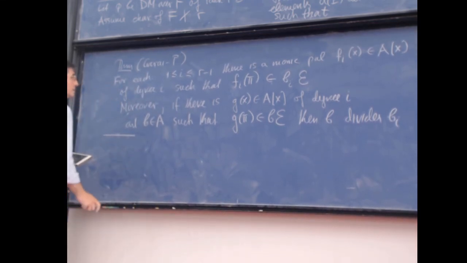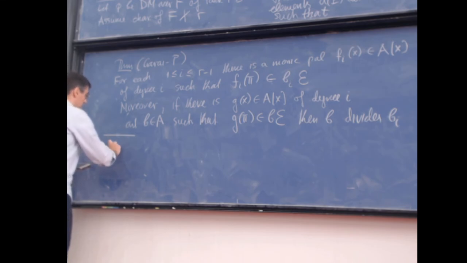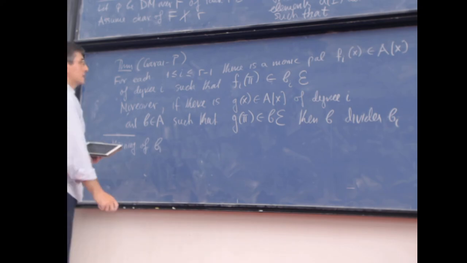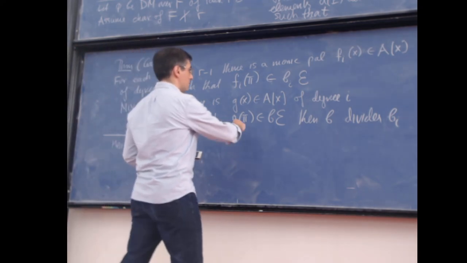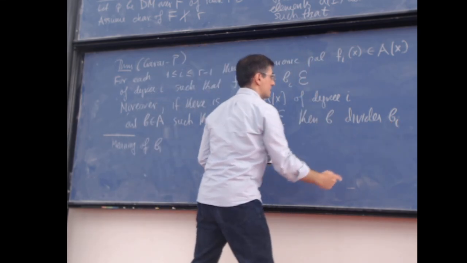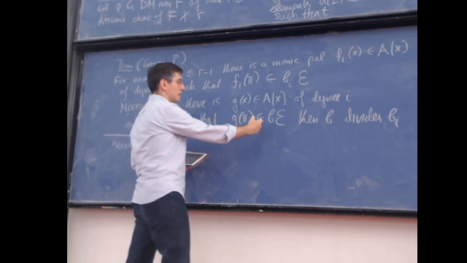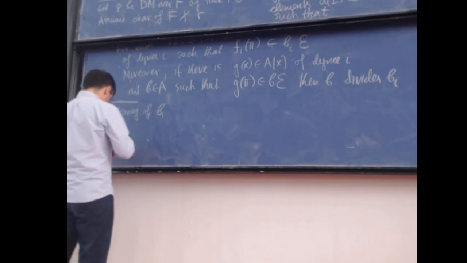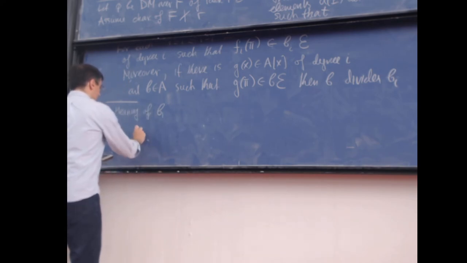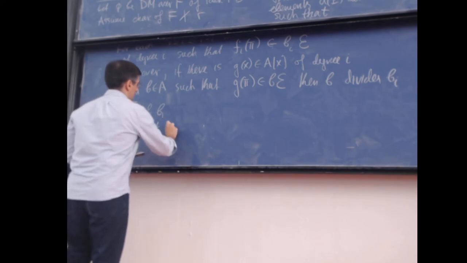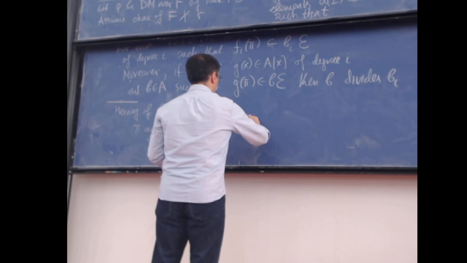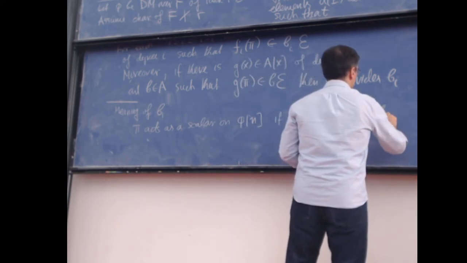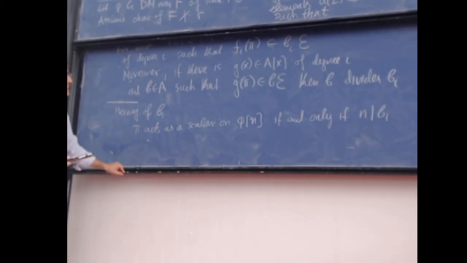So for B1, right, what does B1 say? So the meaning of B1. It says that this B1 is the largest element such that if your pi is acting on this pn, so this is what it's called, this pi acts as a scalar on pn if and only if n divides B1.